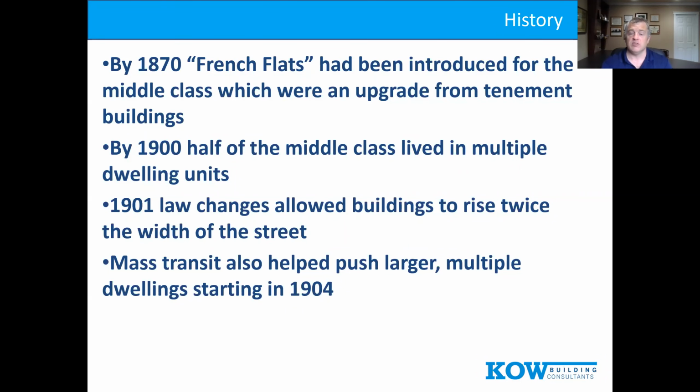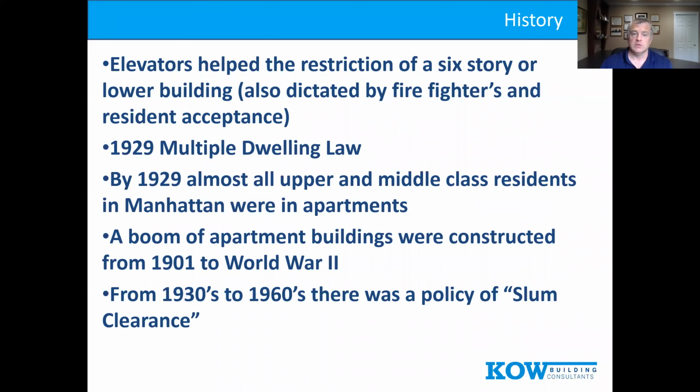1904, mass transit, subway system. It helps push larger multiple dwelling units. People are more mobile. Elevators helped with the restriction of a 6-story or lower building. A lot of people think it was only elevators. It wasn't. It was really 3 things.